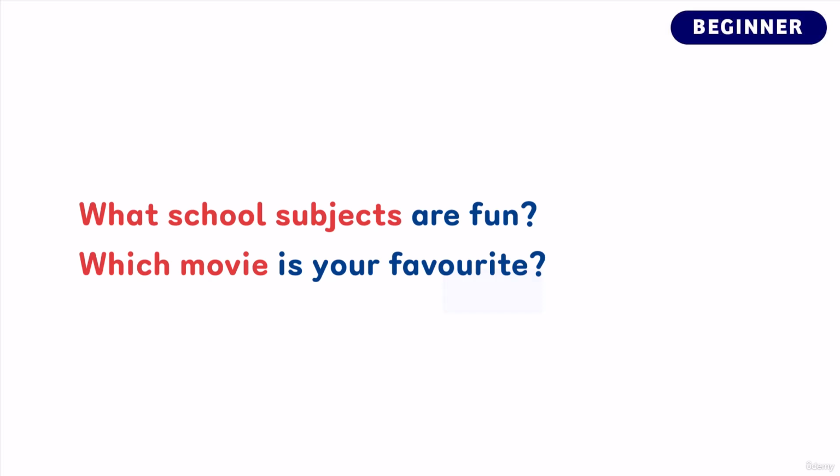Now, both what and which can also be used as determiners, and this means that they can be used with nouns. Here are 2 example questions. What school subjects are fun? Which movie is your favorite? So as you can see, what and which are used with the nouns school subjects and movie. And if the noun is plural, such as subjects, we use the plural form of the verb are. But if the noun is singular, such as movie, then we use is.